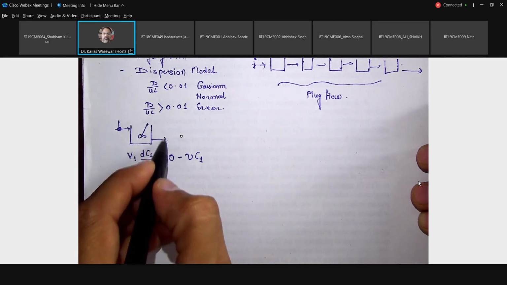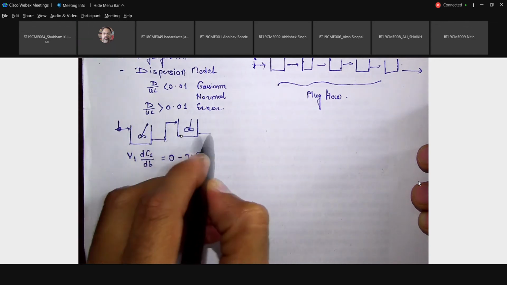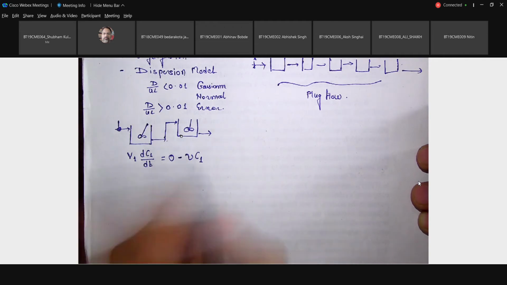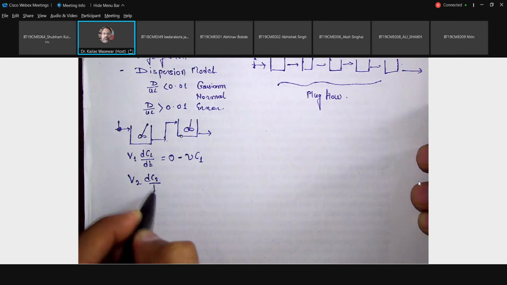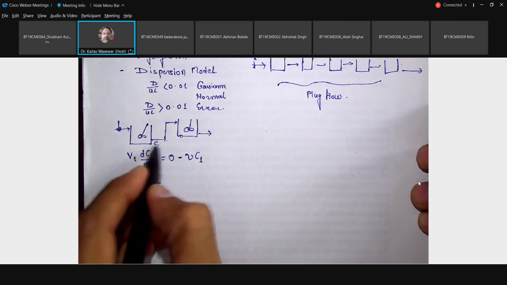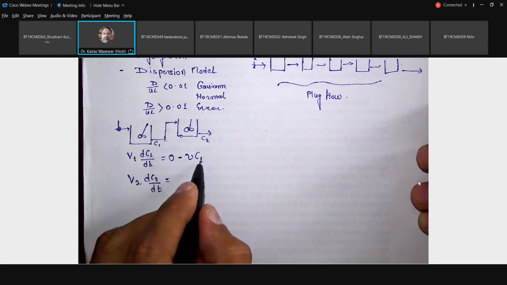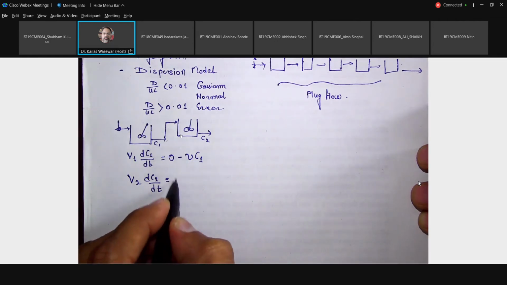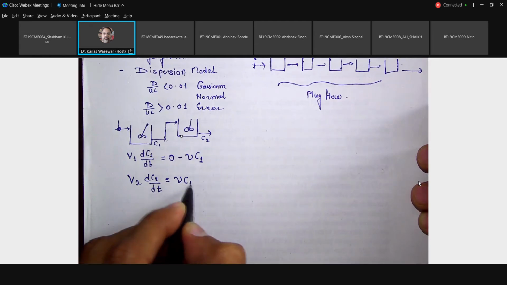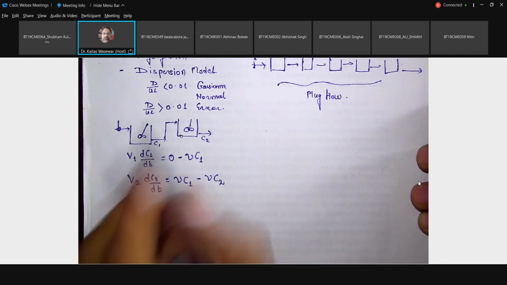Similarly, if you go for the second tank, what will be the mathematical expression for this? It will be V2 dC2 by dt. C2 will be this one. This is C1. This is C2. This is equal to, now here it will not be 0. It will be V C1 minus the outlet V C2. Similarly, you can write for the third one.